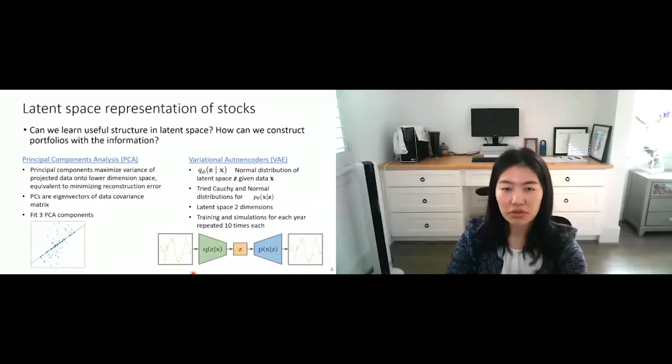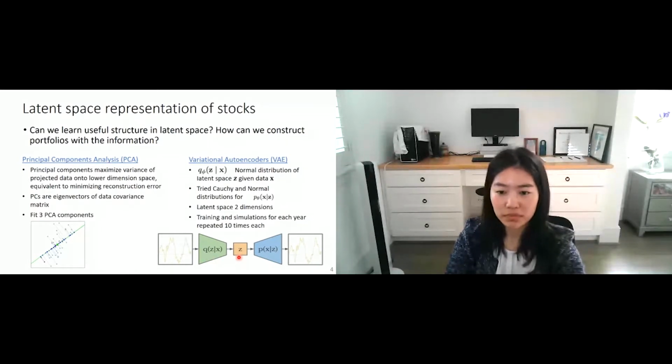So as an example of how this works, if we have a data point, which is a stock, and its features are the daily returns, that will be the input to the neural network for Q, and the output of the neural network will be the mean and standard deviation for the normal distribution for Q. And then we can sample the distribution to get a latent space representation.